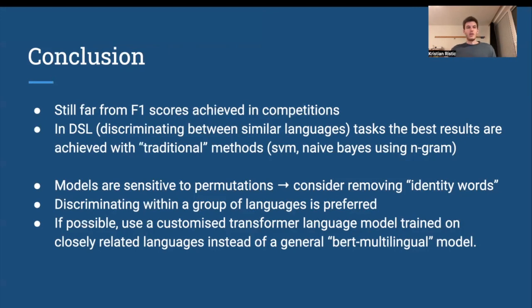Generally speaking, all models in this task are very sensitive to permutations. So it's good advice to consider removing identity words, which would be, for example, cities or first and last names that are very common in a language.